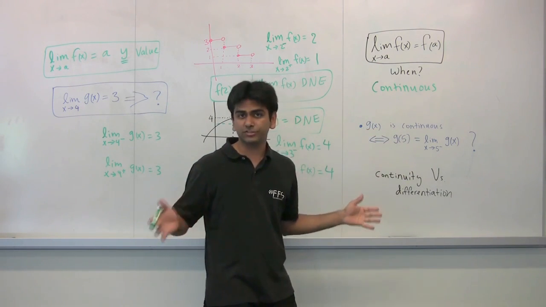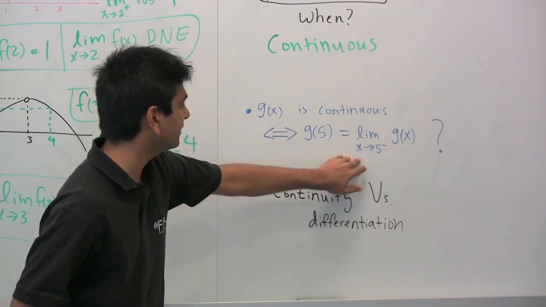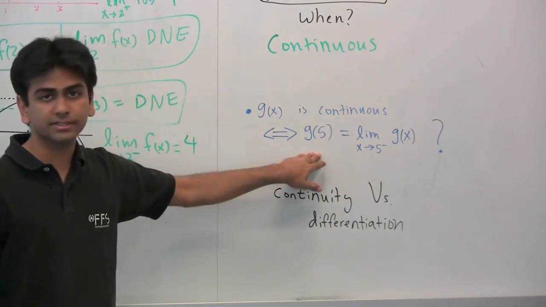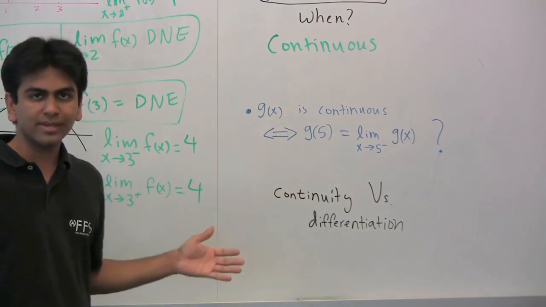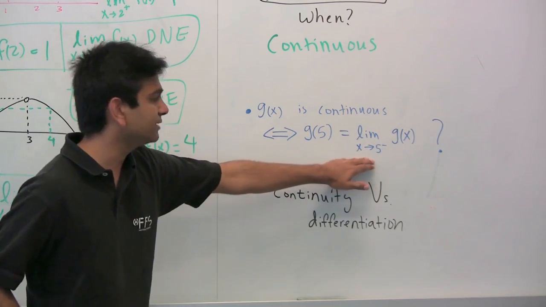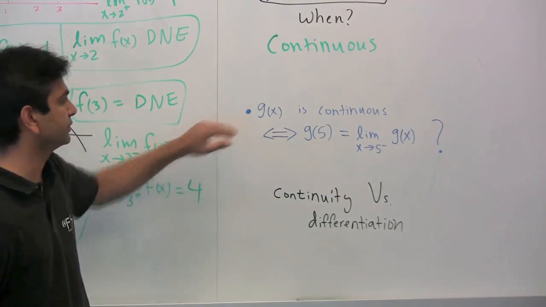But the other way around is not true. Just because this equals the left-sided value, what if the right-sided value doesn't equal the y value? Then the limit won't exist, because the left and the right-sided ones are not equal. So the reverse is not true.